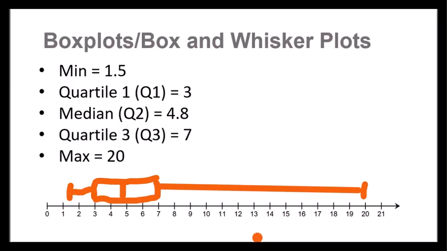Sometimes these are called whiskers or box and whisker plots. And so I get the box, which represents the middle 50% of data. So in this case, the range from 3 to 7 contains 50% of all the data values, and that would be true for any box plot. So quartile 1 to quartile 3 contains half of the data within that little range. That means that each tail or whisker contains 25% of the data. So a quarter of the data values are between 1.5 and 3, a quarter of the data values are between 7 and 20.